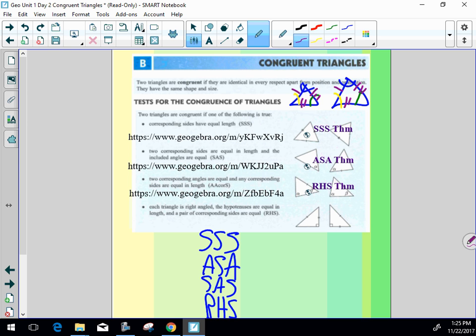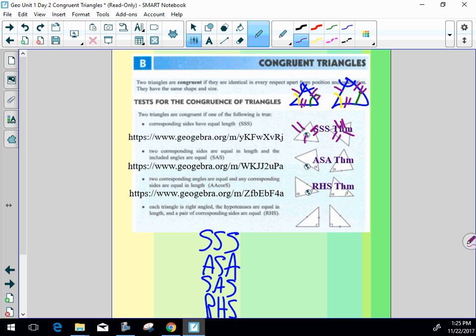And the four are side, side, side, just as it sounds. You have pairs of sides, pairs of sides, pairs of sides. If you can show that those three are congruent, then the triangles are congruent. I may have not done the same order here.